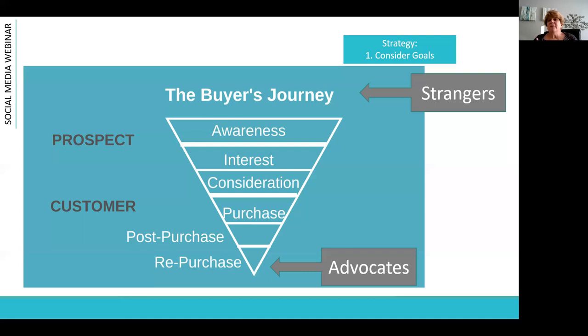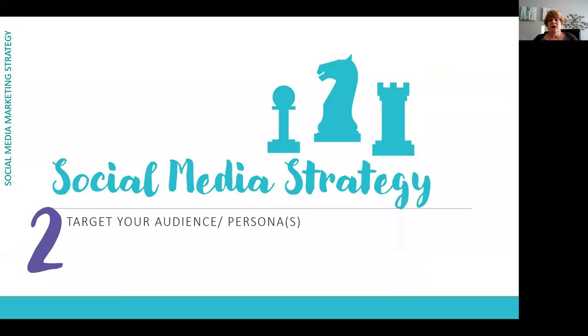And down at the bottom, so at the top you have strangers, people who have never heard of your business or your company. And at the bottom you have advocates, people who are really engaged in your brand and really love it and are talking about it. So you want to see how your business goals align with that funnel and that strategy.